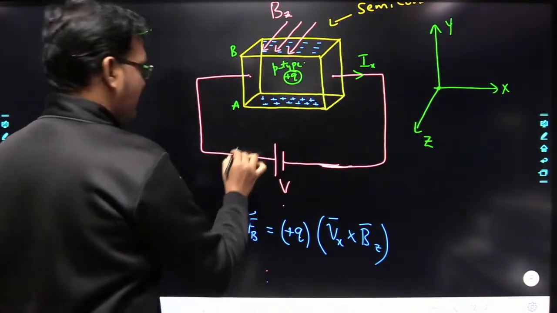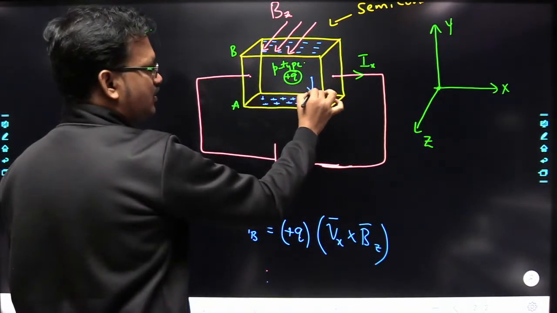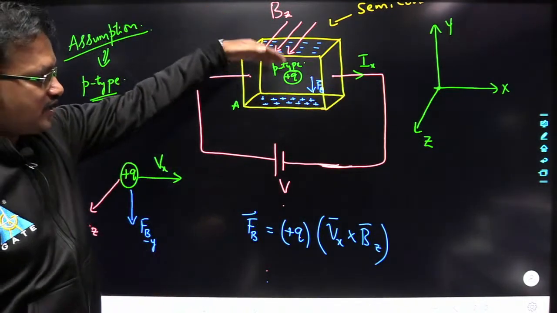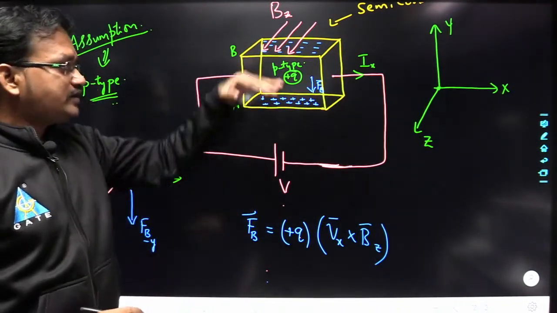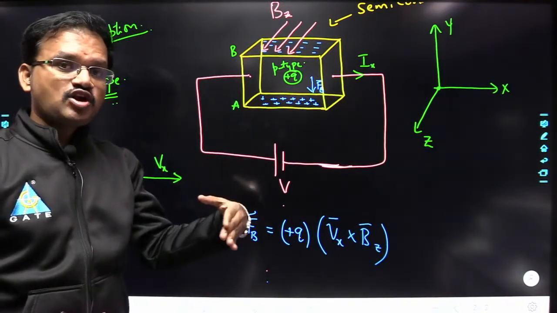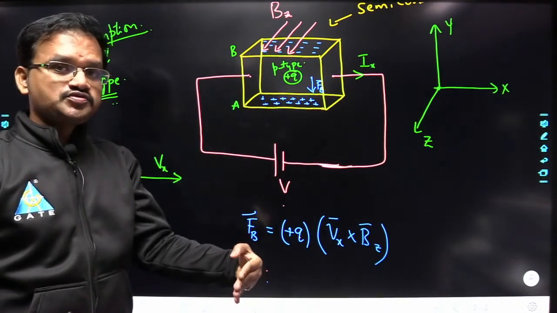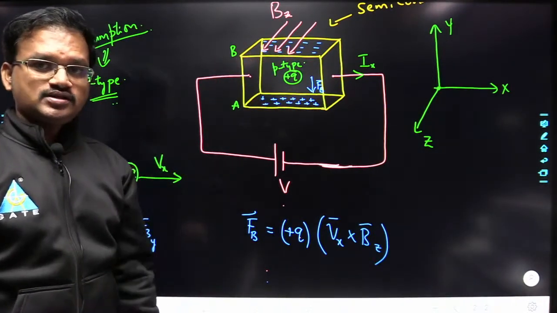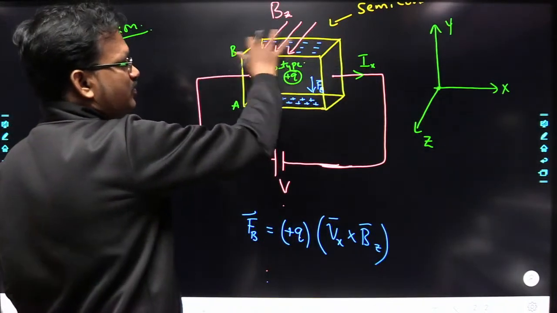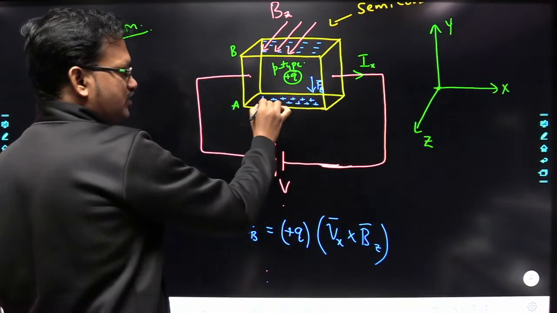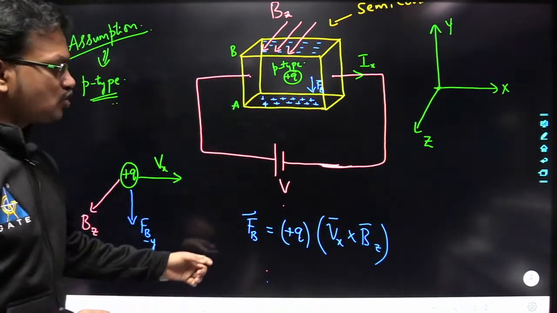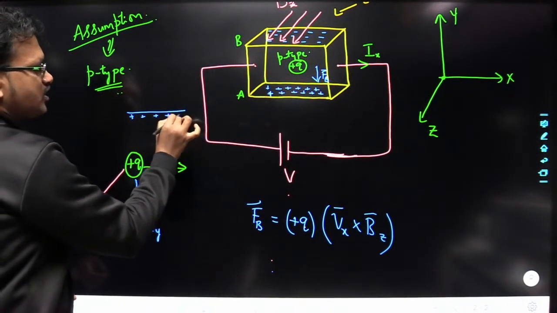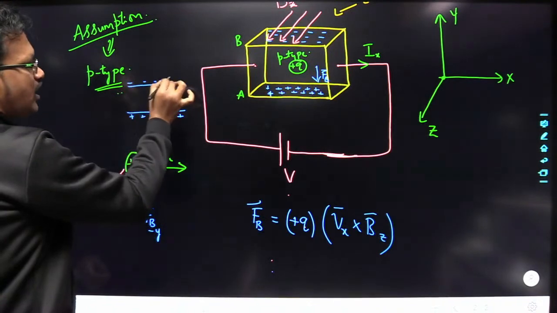So now here the magnetic force is acting in downward direction. All the positive charge carriers come and accumulate at the bottom surface. So at the top surface there is a deficit of positive charge carriers, which can be accommodated as negative charge carriers. Yes or no? So on the top surface there will be negative charge carriers, and on the bottom surface there will be positive charge carriers.